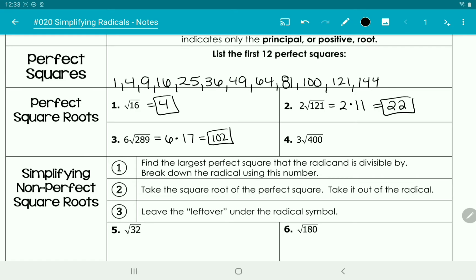And then 400, 20 times 20 is going to give you 400. So since 20 times itself gives you 400, the square root of 400 is 20, then 3 times 20 is just going to give you 60.